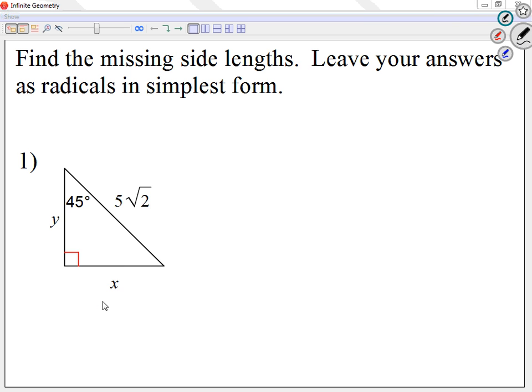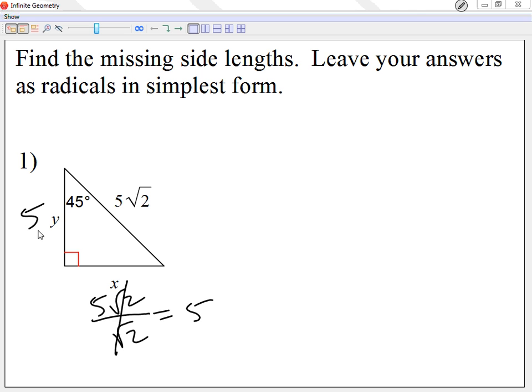So for me to solve for x, let me write 5 radical 2 first, which is what I have. Now let me divide by radical 2. The radical 2's cancel out, so I just get 5. For y, I get 5. Once again, the two sides are equal. These two lengths are equal. To get to the hypotenuse, you multiply by radical 2. If you're doing it backwards, you divide by radical 2.